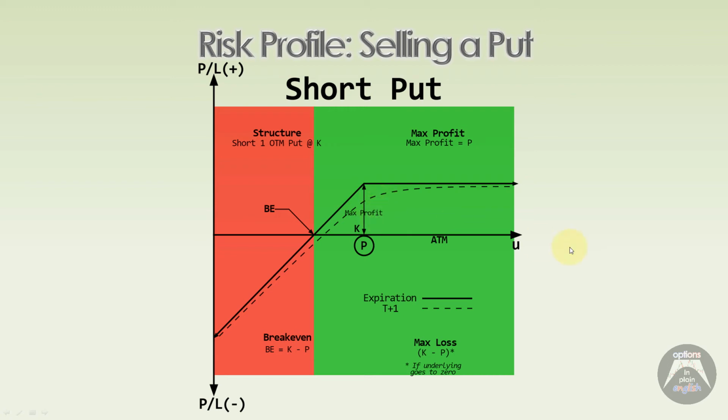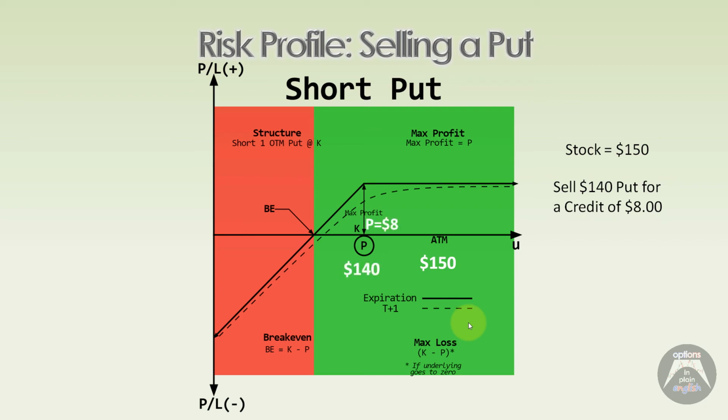Now let's take a look at an example so that we can better understand how this all works. Let's say that you have a stock that's trading at $150, and you sell the strike price $140 put for a credit of $8. That would give you a break even of 132. So 140 minus the credit of $8 would take you to 132, which would be your break even.